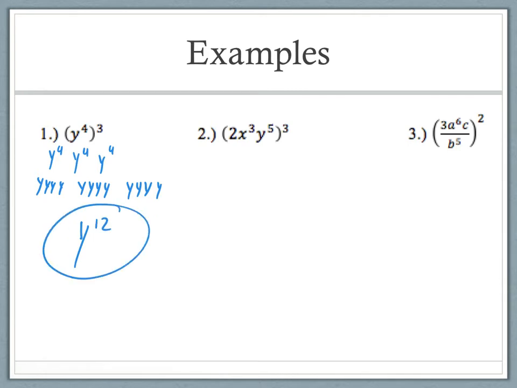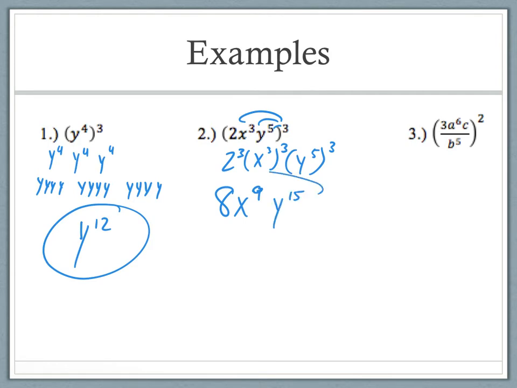Okay. Now for this next one, you got to be careful. This power is going to go to all 3 of these, right? So this is going to be 2 cubed. Well, 2 cubed is 8. Now this is x cubed cubed, so we can multiply those. So it'd be x to the 9th. And then this is going to be y to the 5th to the 3rd power. So that'd be y to the 15th. Since it's a power to a power, we multiply, and there's our answer.